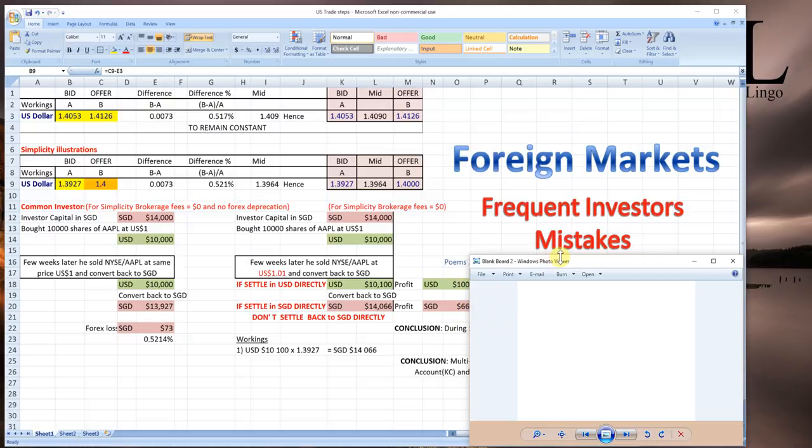All right, so now let's look further. Where did the investor lose? The investor actually lost on the capital exchange back to Sing dollars there. So now we'll look further.